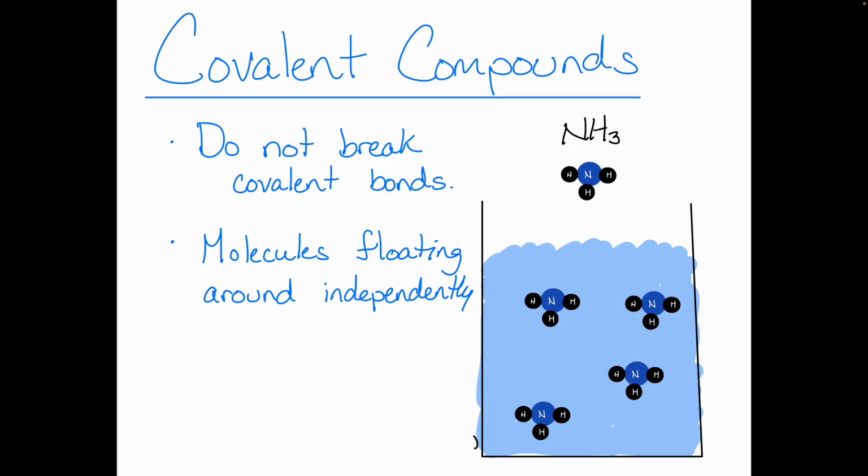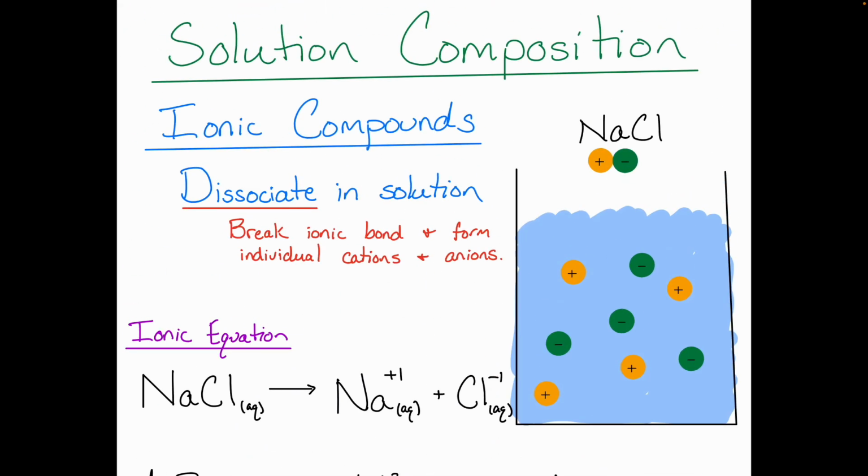All right, so we got 2 different mental images about what happens when we create solutions. If we create a solution with a covalent compound, we're just taking those molecules and separating them, so now they're floating around independently of one another. With an ionic compound, though, we actually break that ionic bond between our cations and anions, and now these 2 individual ions are floating around separately. Cool? Cool.